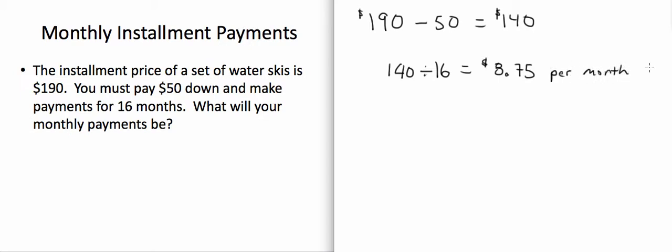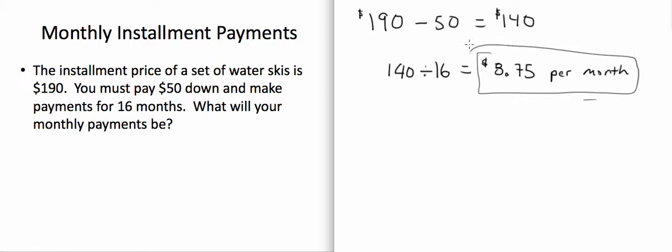Okay, so it's fairly simple to figure out the monthly installment payments. We're going to subtract our total cost minus our down payment, then divide by however many months we are borrowing for, and that gets us the amount that we have to pay per month.